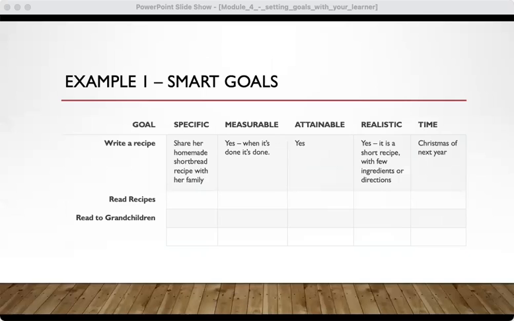Here we've started a chart for the goals, showing you how you may decide to make them SMART. How is it specific? It's a shortbread recipe. Is it measurable? Yes, because once it's done, it's done. We can check it off.